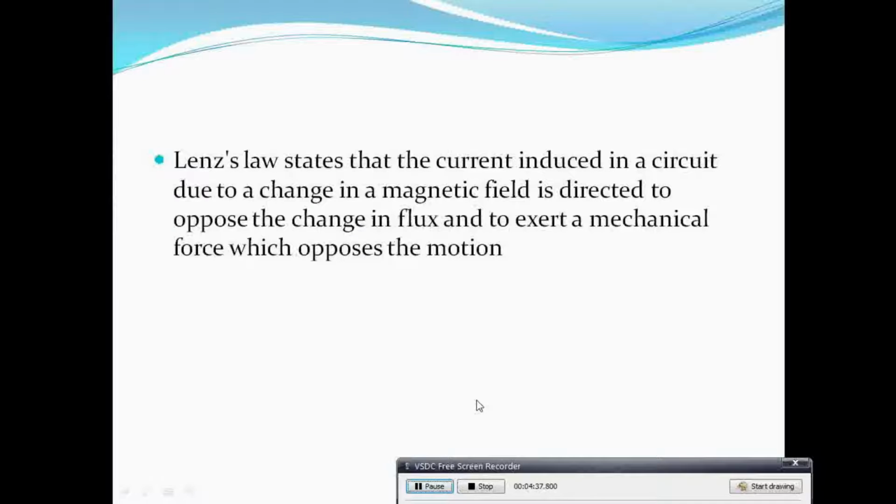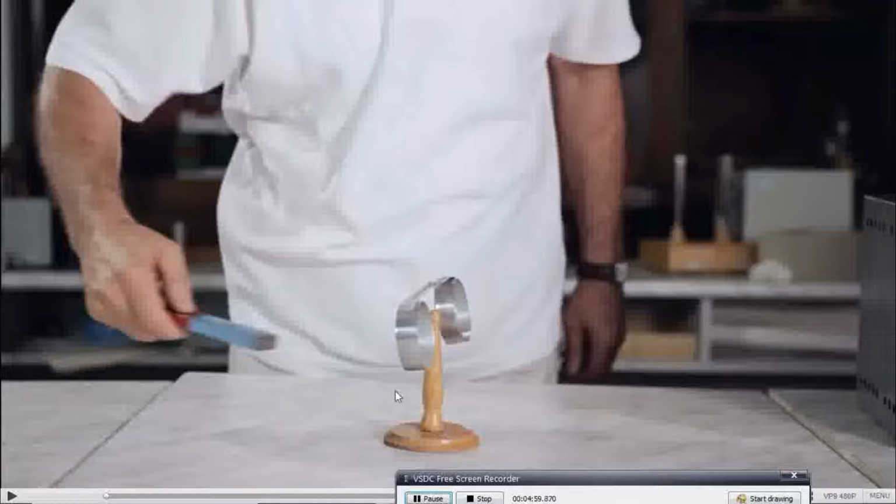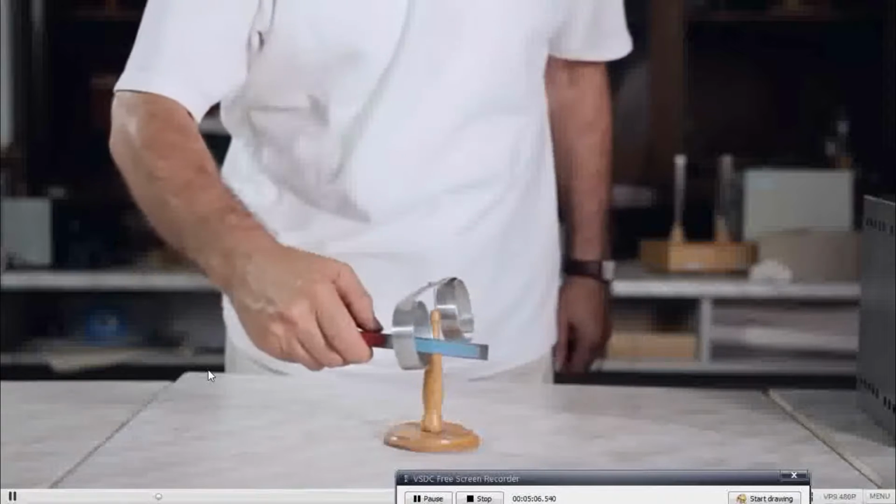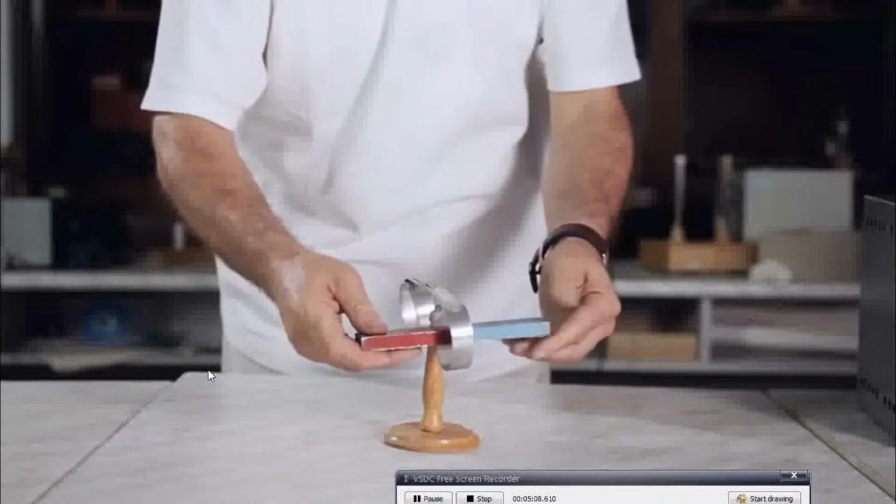Let us look at the basic definition of Lenz's law. Lenz's law states that the current induced in a circuit due to a change in a magnetic field is directed to oppose the change in flux and to exert a mechanical force which opposes the motion. This will be clearly explained with a basic example. The Lenz's law demonstration will be seen by using this experiment. Let us carefully observe what's happening in this.